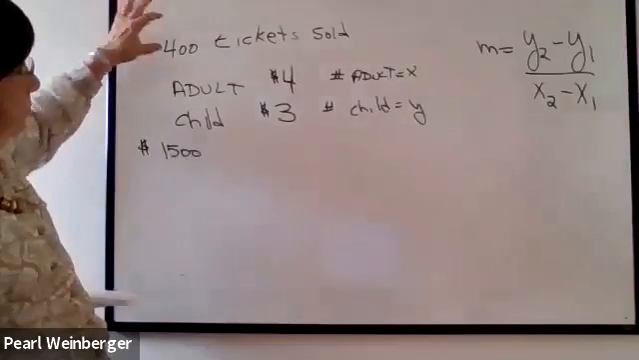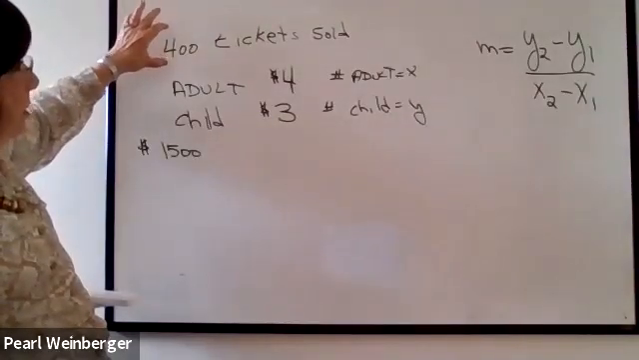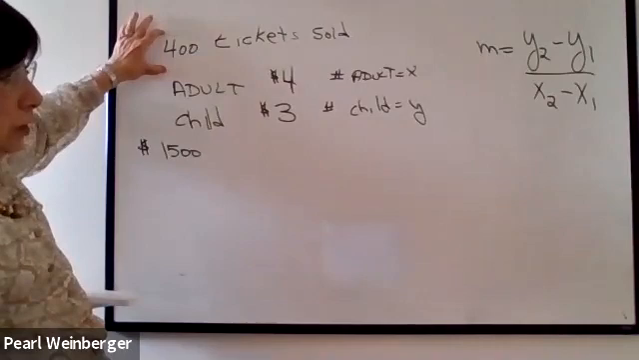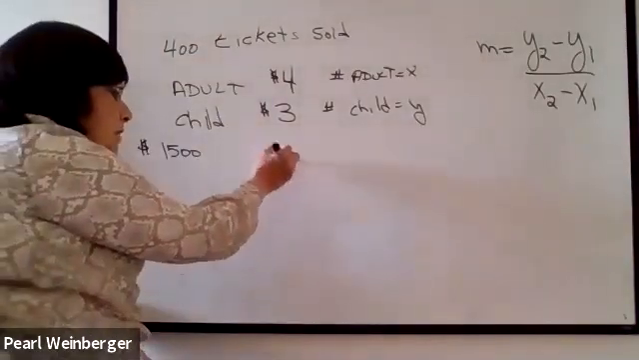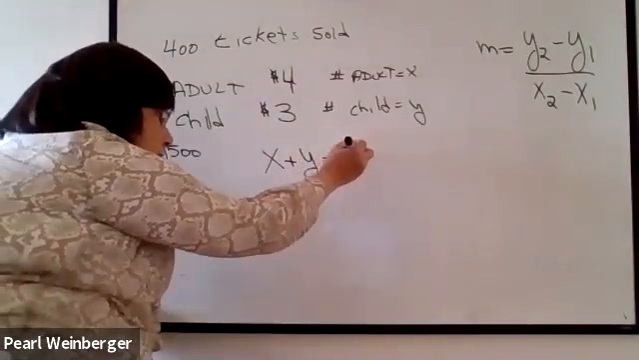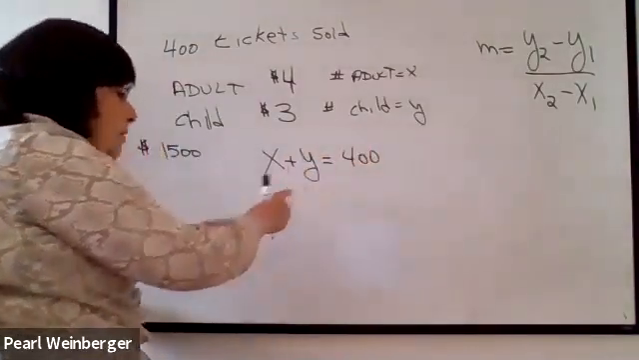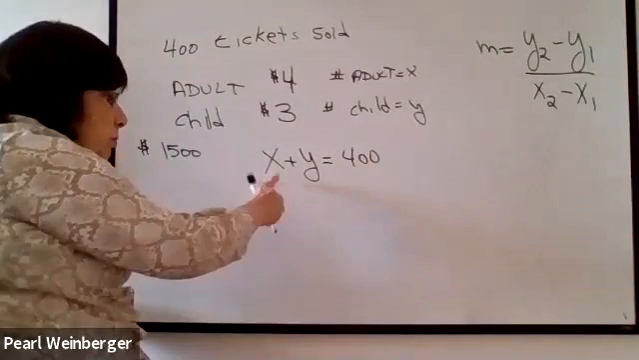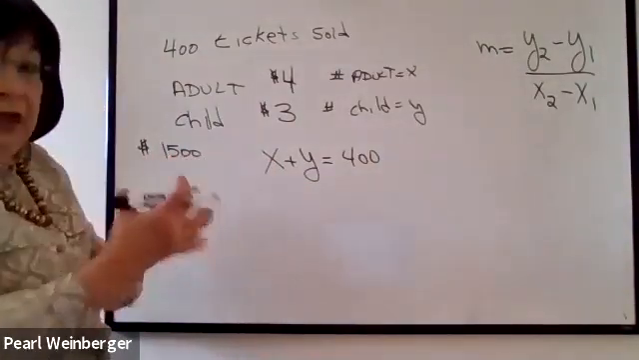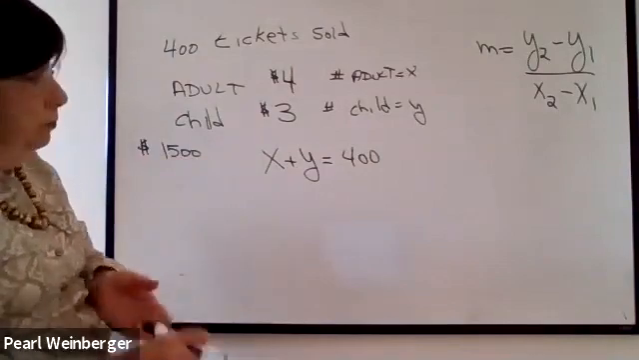Now, the first fact that we know is that the total number of tickets, that's both the adult and the children's tickets together, was 400. So that must mean that X plus Y is 400, because the X and the Y stand for how many tickets were sold. It has nothing to do with how much each ticket costs. It's just how many were sold.